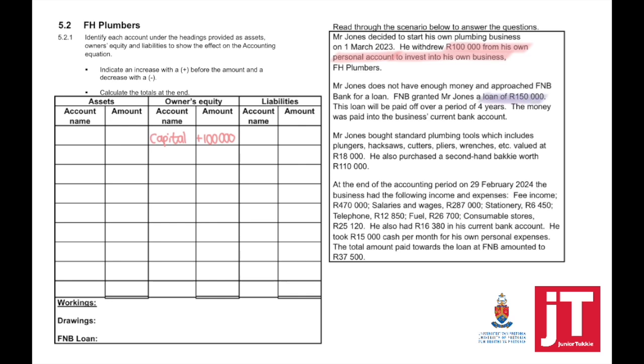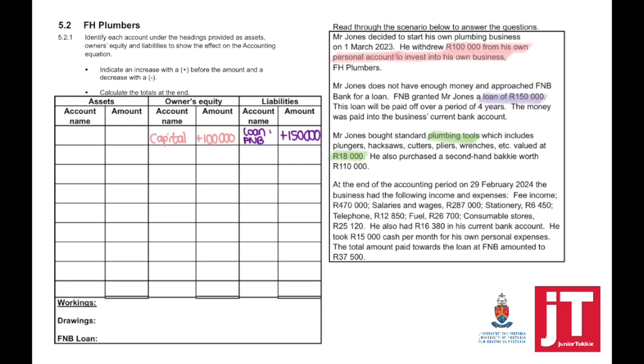Then he needed to take out a loan, and he was granted a loan. So that money was paid into the business bank account. So that loan is a liability which he owes FNB. So the business account name would be loan FNB, and that will increase his debt with 150,000. Then it says he had to purchase standard plumbing tools.